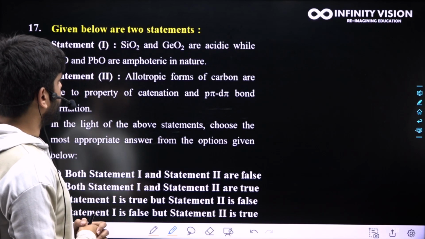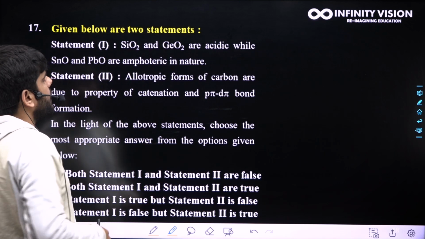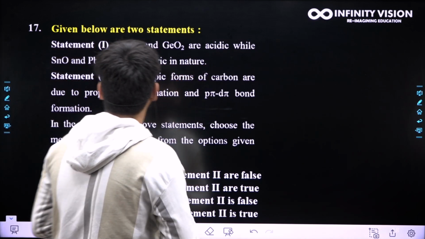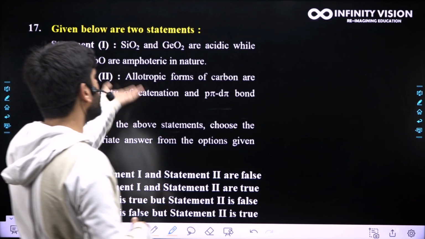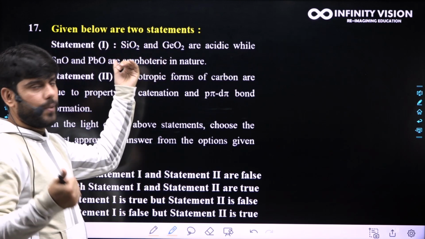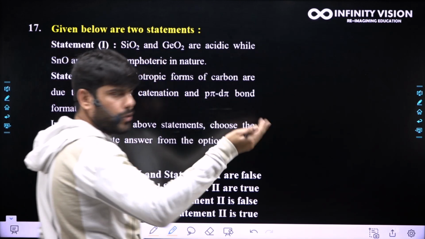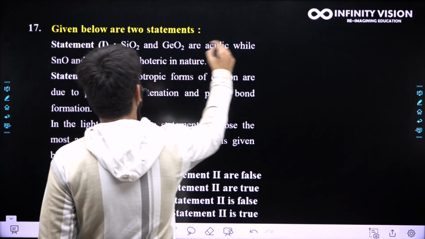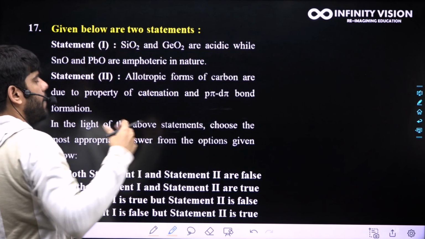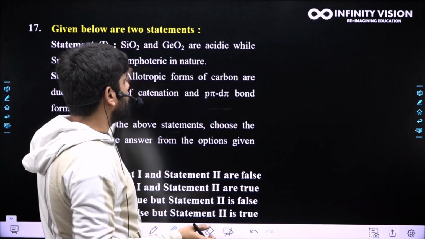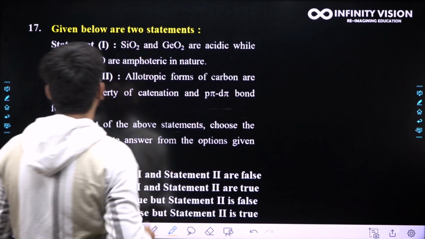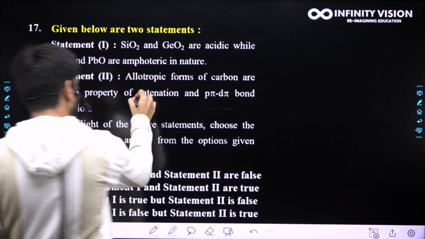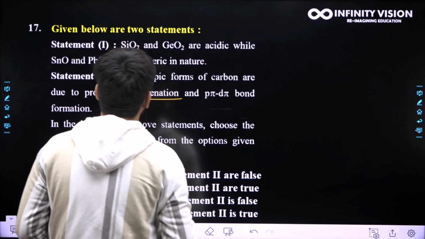Given below are two statements. SiO2 and GeO2 are acidic, while SnO and PbO are amphoteric in nature. We know the oxides of silicon and germanium are acidic in nature. CO2 is also acidic in nature. So yes, they are acidic in nature, and SnO and PbO, SnO2, PbO2, all these are amphoteric. This is true. Allotropic forms of carbon are due to the property of catenation, yes, and p-pi d-pi bond formation.